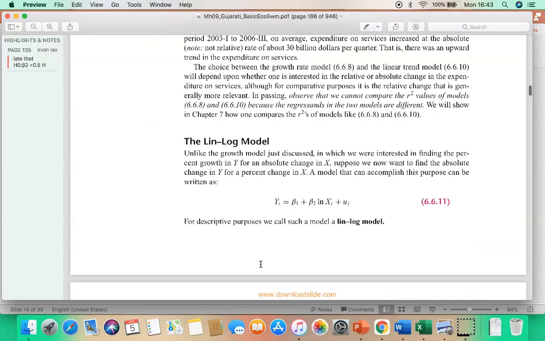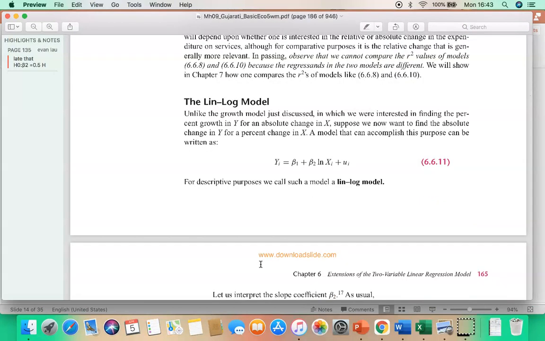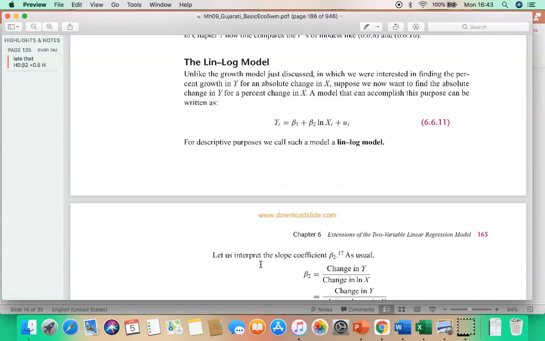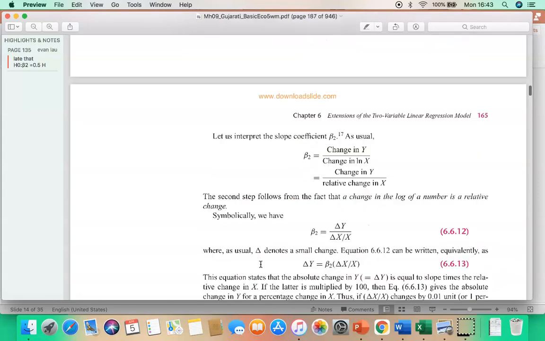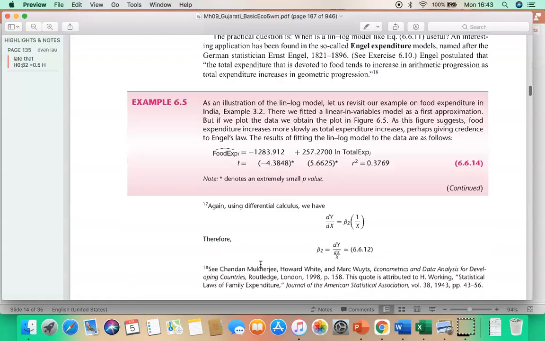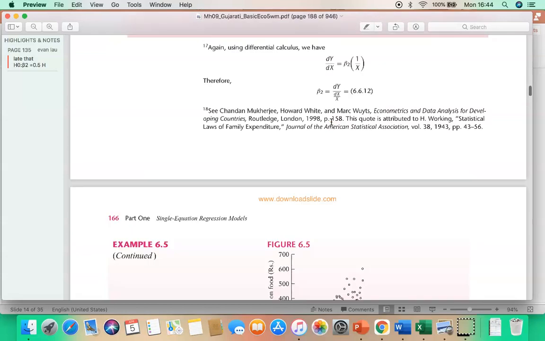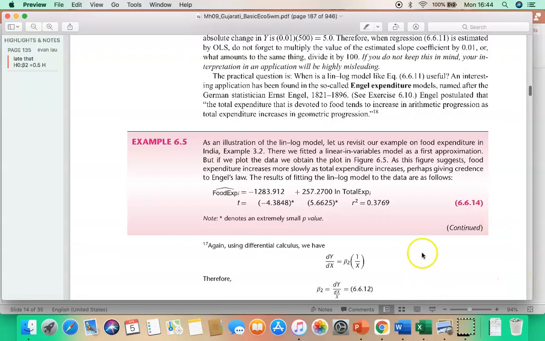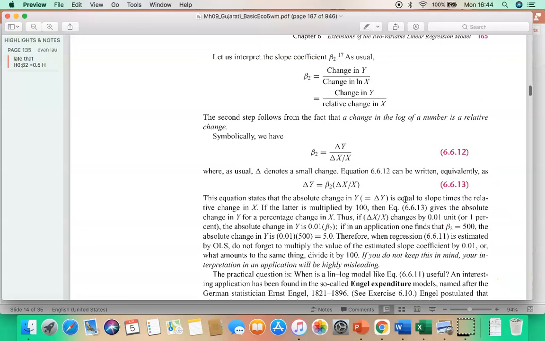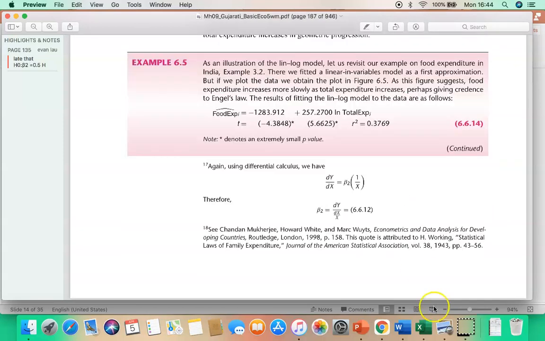Let us go to the example here. It is written here as linear log, unlike the growth model. We use different types of models; this one is the example of expenditure. You see here total expenditure, and then you revisit the example of food expenditure in India using a linear log kind of model. You can read the box inside Example 6.5 at page 165 for more detail.